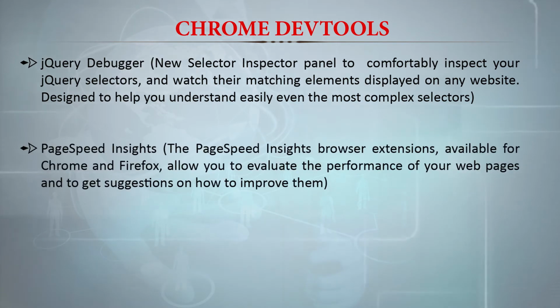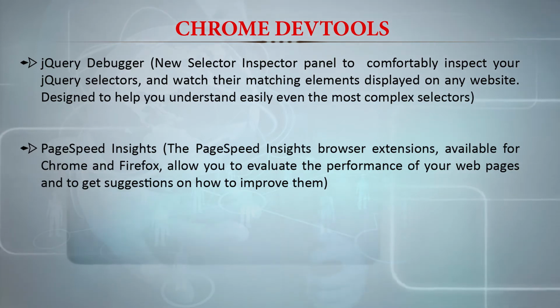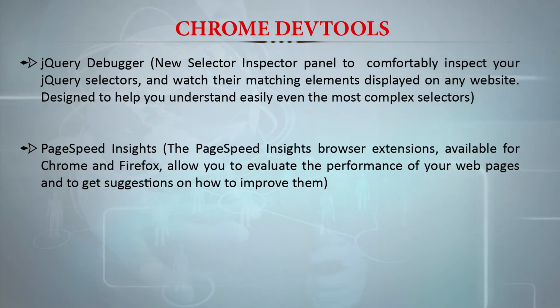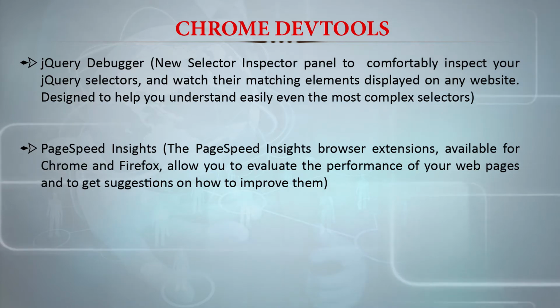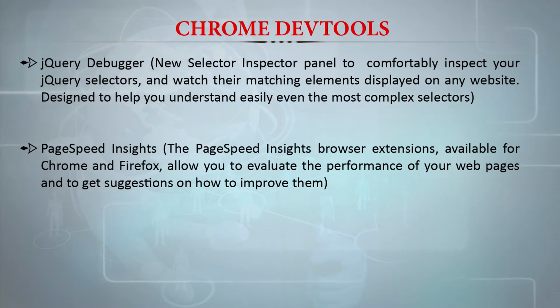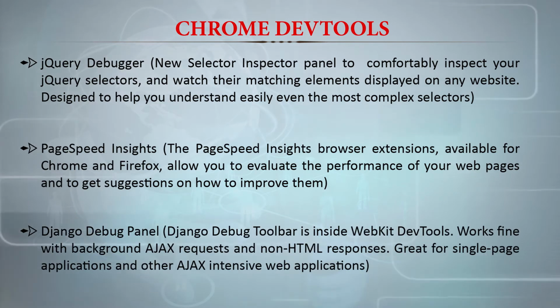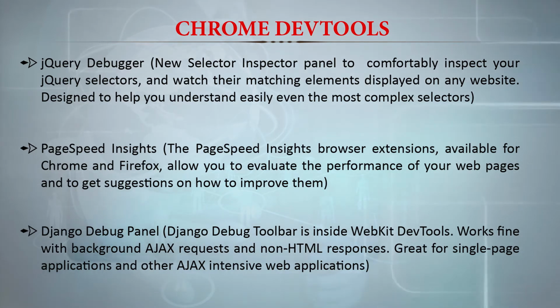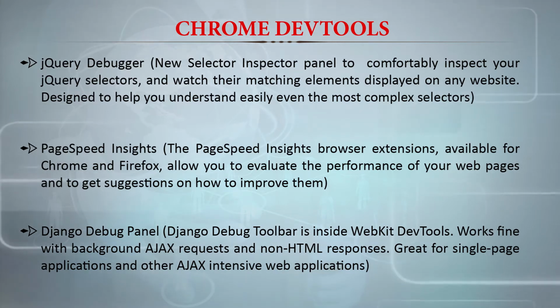Then we have PageSpeed Insights. The PageSpeed Insights browser extensions available for Chrome and Firefox allow you to evaluate the performance of your web pages and to get suggestions on how to improve them. Then we have Django Debug Panel. Django Debug Panel toolbar is inside of the WebKit Developer Tools. It works fine with background Ajax requests and non-HTML responses. It's great for single page applications and other Ajax intensive web applications.